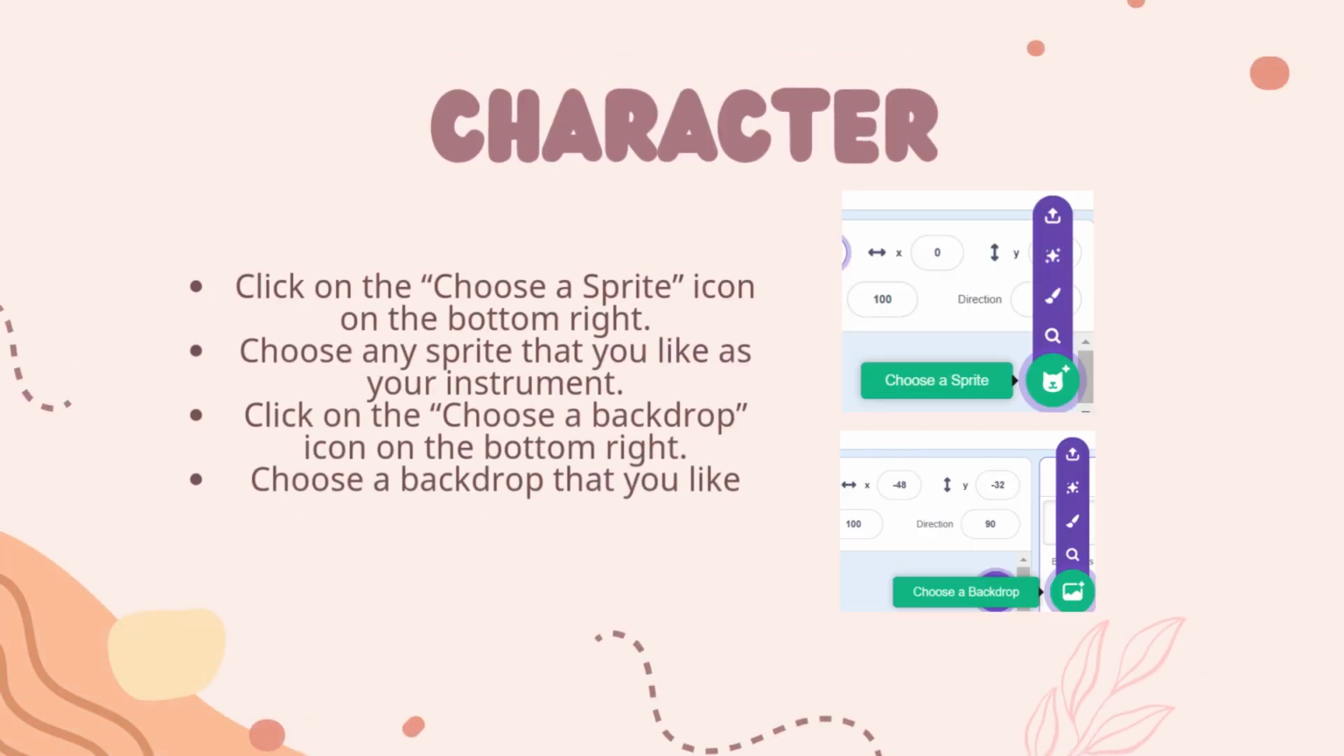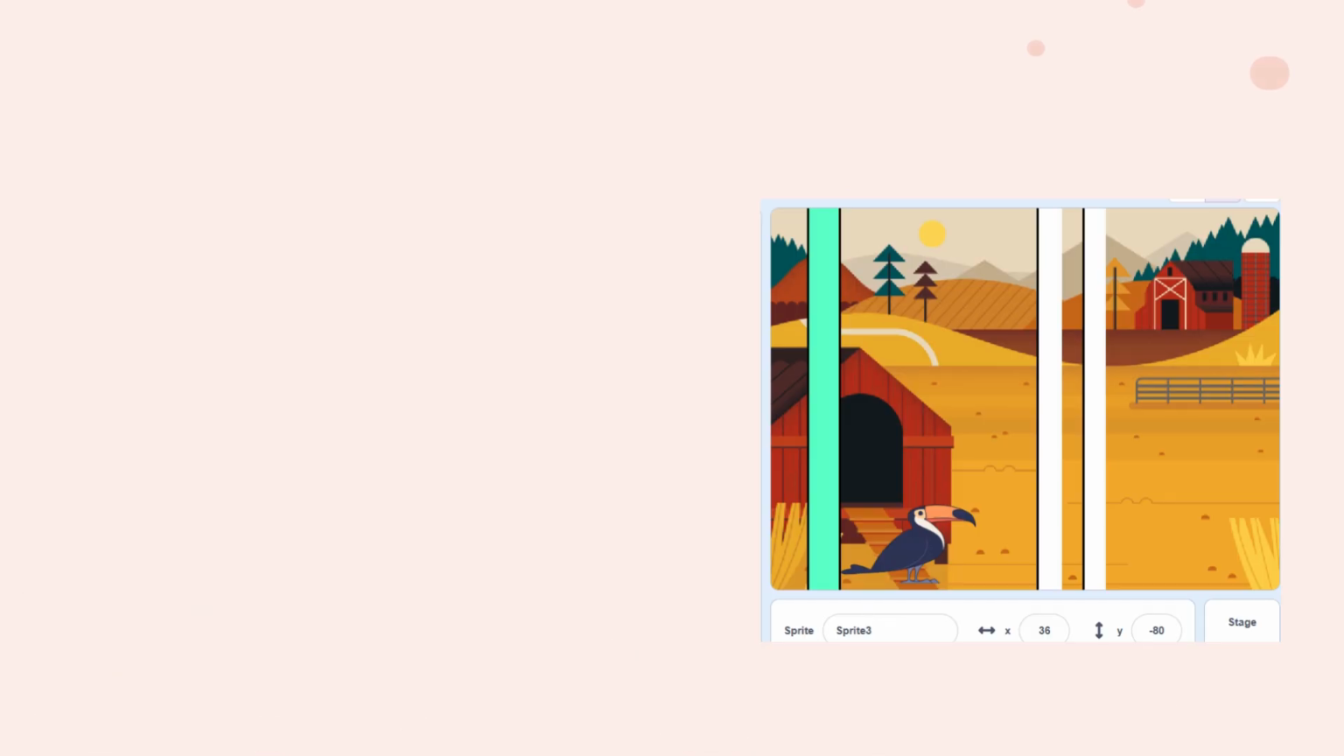Let's get started by choosing our character and our backdrop. You can do this by clicking on the sprite icon and backdrop icon on the bottom right and picking the ones you like. I chose a toucan and a farm. You can choose what you'd like.